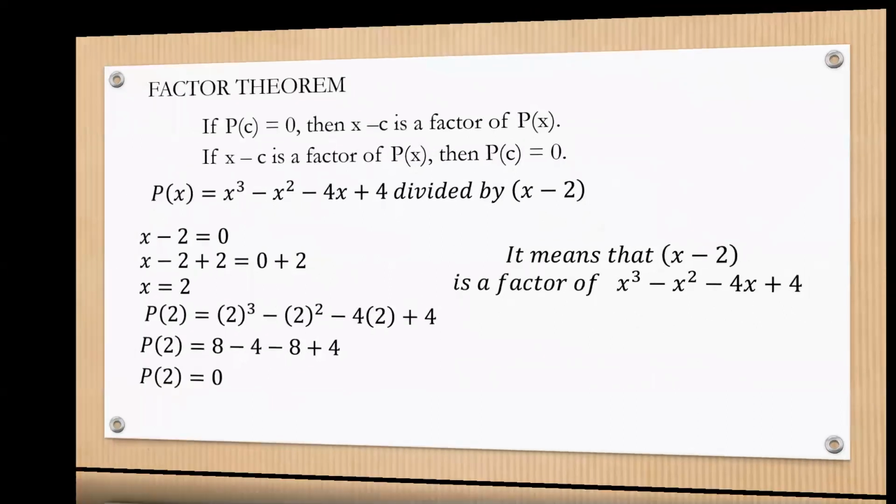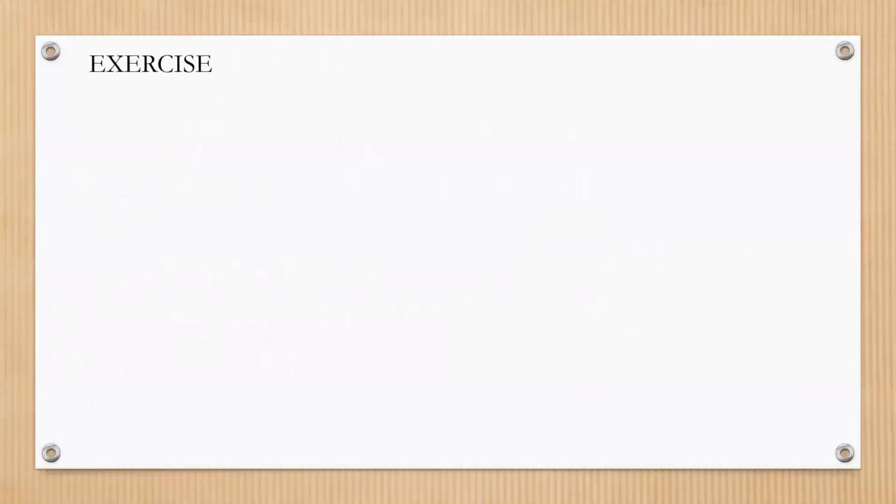Okay? So let's have another example. Let's do an exercise. So you know what a remainder is? In the remainder theorem, of course, something is left over. P of c is equal to R, meaning there is a remainder. But if our p of c is equal to 0, it means that it is a factor.